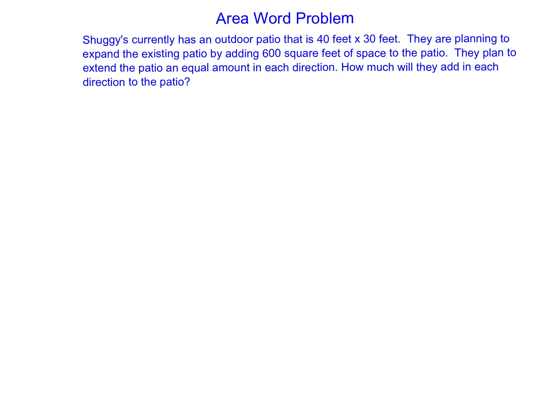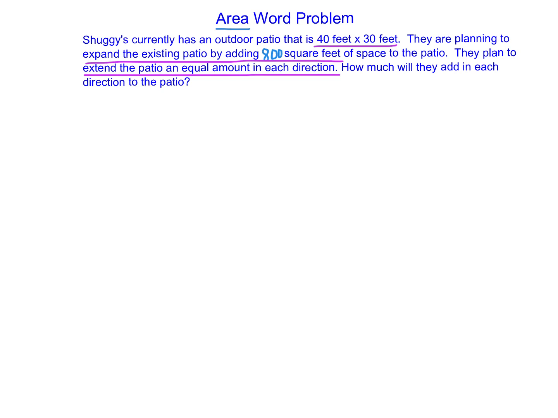And we have one final word problem here that focuses on area. So this says, Shuggies currently has an outdoor patio that is 40 feet by 30 feet. They are planning to expand the existing patio by 800 square feet of space. They plan to extend the patio an equal amount in each direction. How much will they add in each direction to each side of the patio?